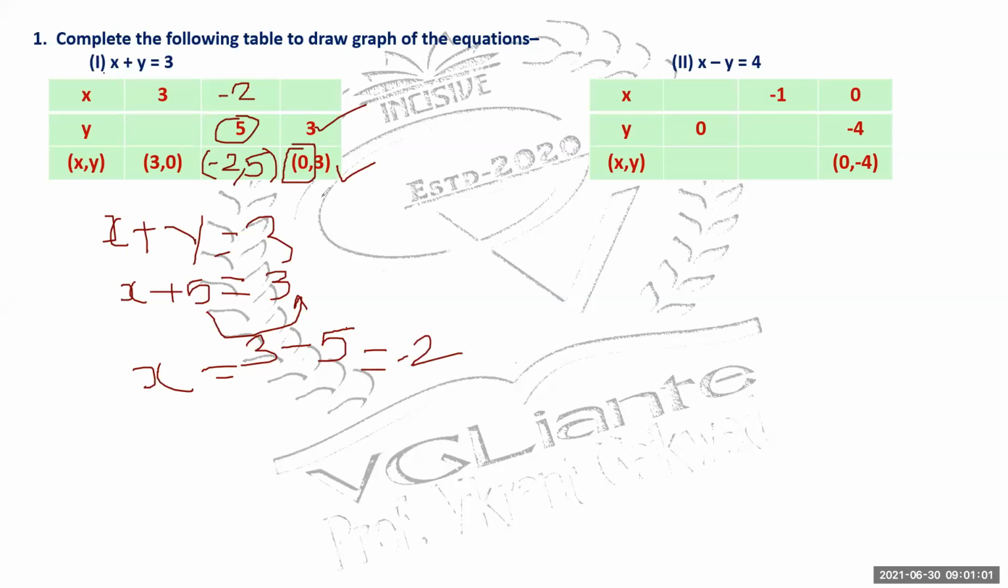Check. Now I'm not going to solve this. You can easily guess the value of x. x is what? 0. Understood? So in this way you can complete the table.